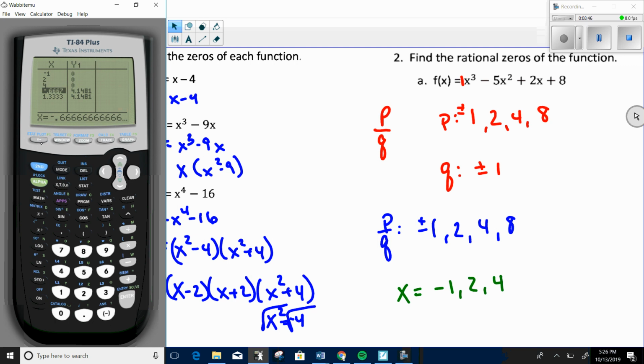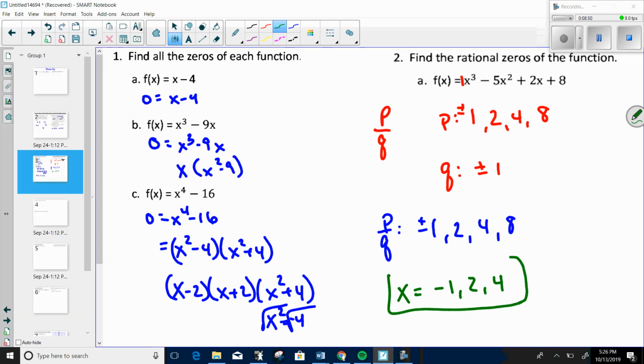Okay, so that's how you use your calculator. So I don't need to go through and check these algebraically. Okay, that's all we're going to do for that one.